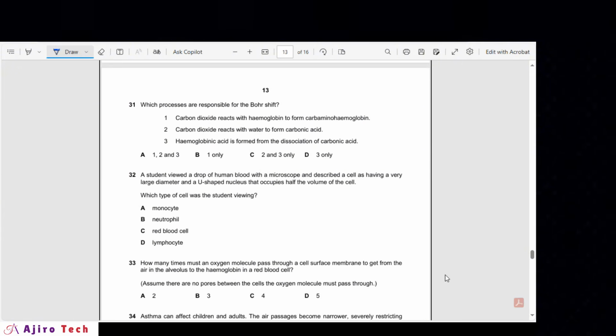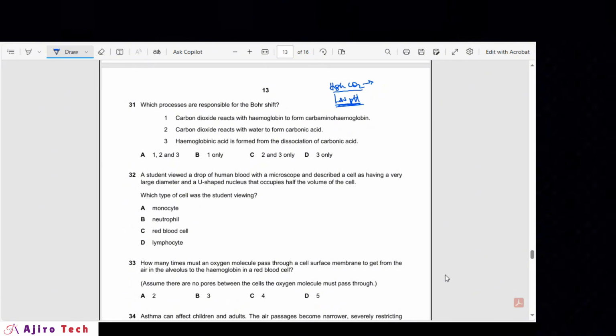Which processes are responsible for Bohr shift? Bohr shift is brought about by high concentration of CO2 and low pH. Of course, CO2 is acidic. So the moment CO2 gets into the blood, what does it do? It lowers the pH.